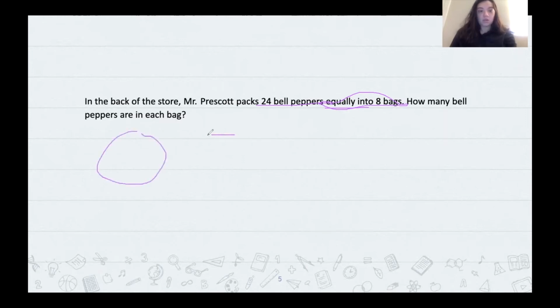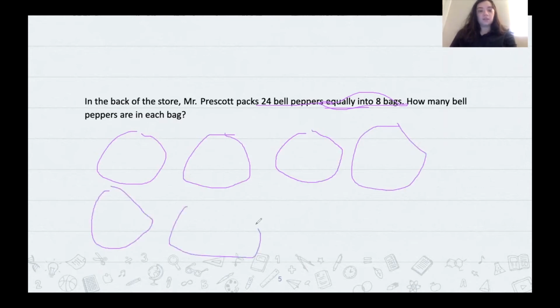1, 2, 3, 4, 5, 6, 7, and 8. So I drew the bags. I'm going to put 1 in each bag until I hit 24. But first, I'm going to write our division problem. 24 divided by 8, because there are 8 bags, equals what?